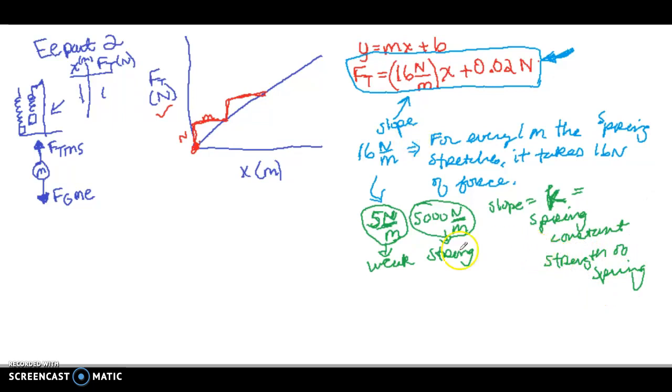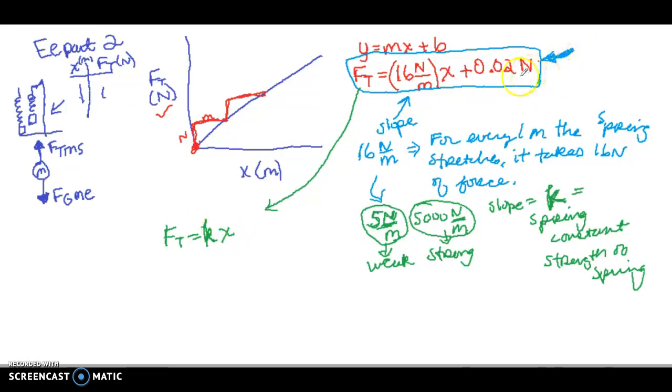A little number makes the spring weak. A big number makes the spring strong. So using this equation, instead of 16 newtons per meter, we can call that little k, because that could be anybody's. 16 was my spring constant, but yours might have been 3 or 30 or 25 or 13. So we just put k in because that means it could be anyone's spring constant.